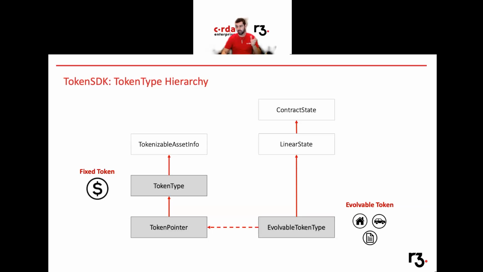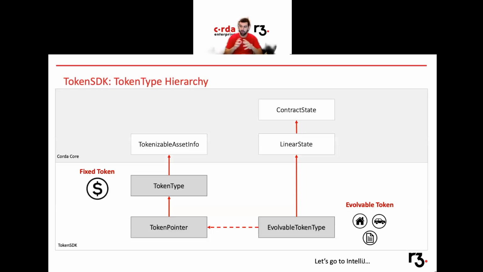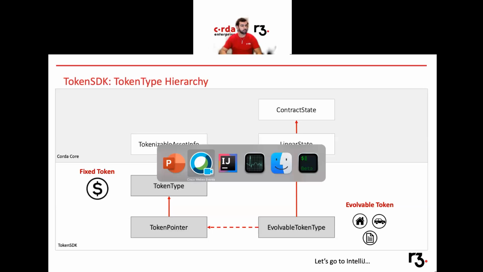So speaking of Corda states, if you want to chase down the path to see actually how evolvable token types are implemented, you'll see that underneath it, it's a variation of linear states, which of course are just contract states. And you don't really have to worry about what's going on within the core of Corda. You just have to focus on the specific abstract classes you're working with. And so that's really just going to be evolvable token type and token type. So let's jump into the editor real quick and I'll show you what I'm talking about.